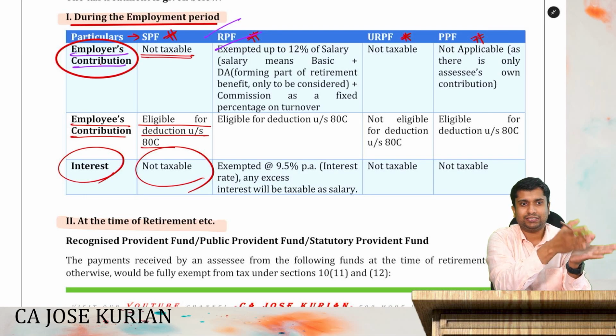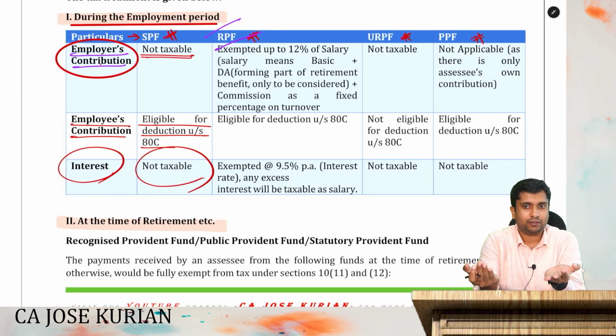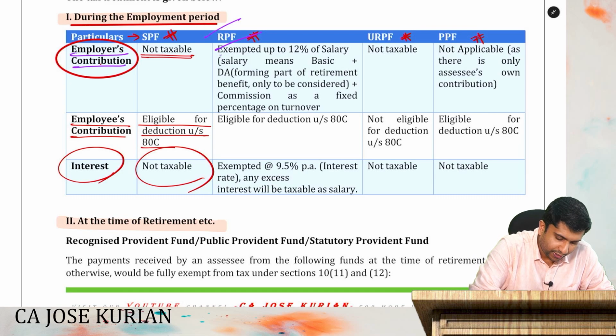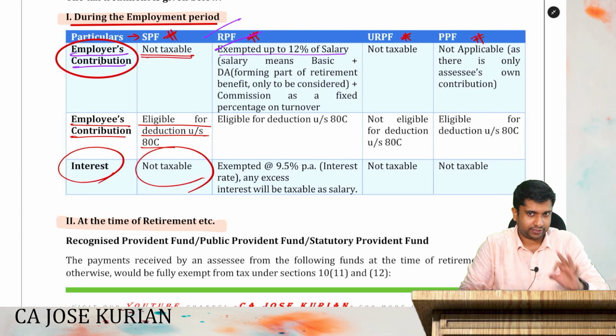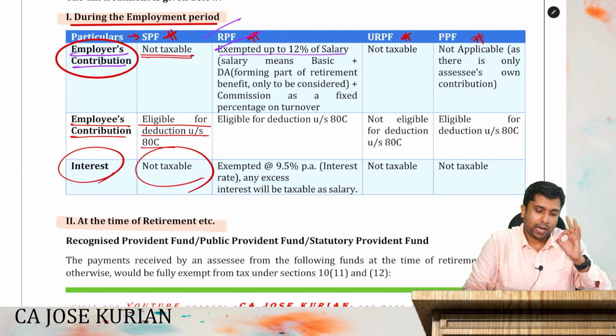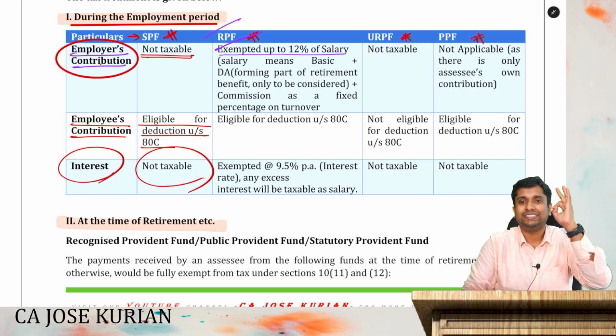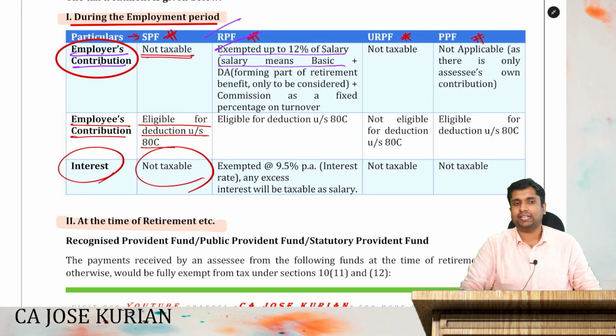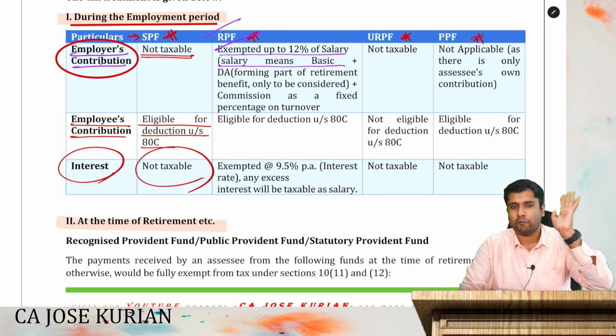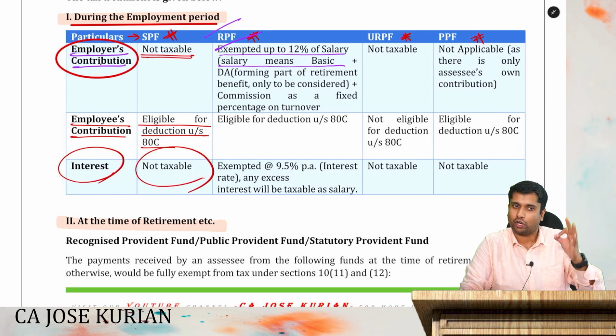The employer is spending some money for my benefit. Alright. So what they say is, when my employer spends some money, it is allowable as an exemption, but the full amount blindly is not exempted. What they say is exempted up to 12% of salary. And salary here means standard salary. What is standard salary? Basic plus DA forming part of retirement benefit plus commission if it is expressed as a fixed percentage of your total turnover.